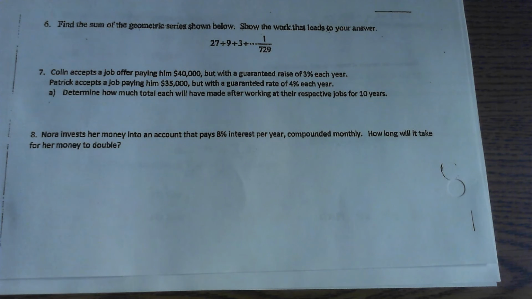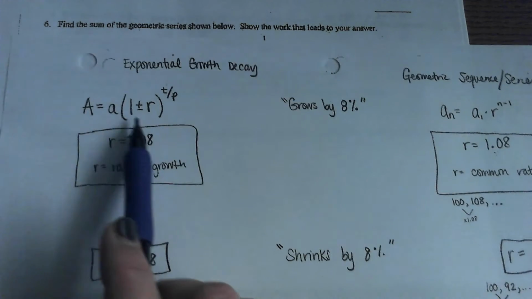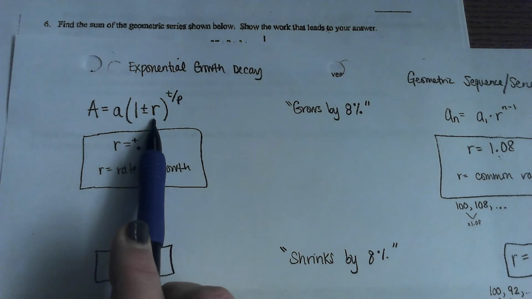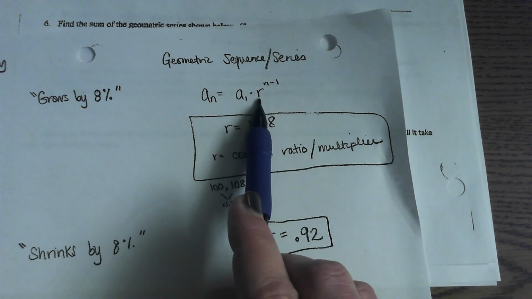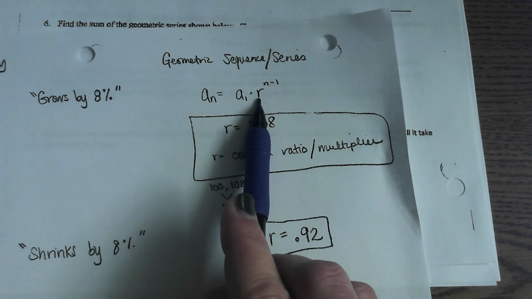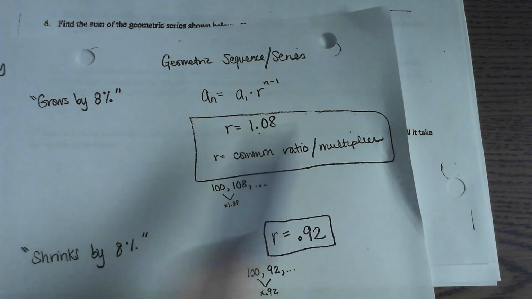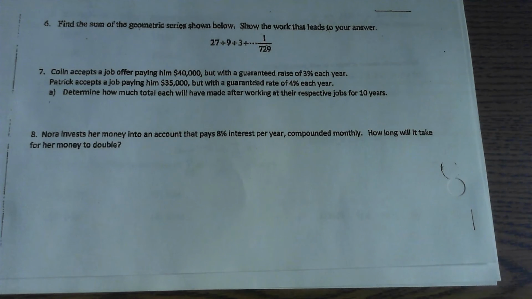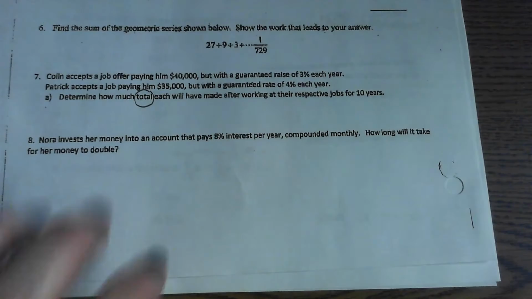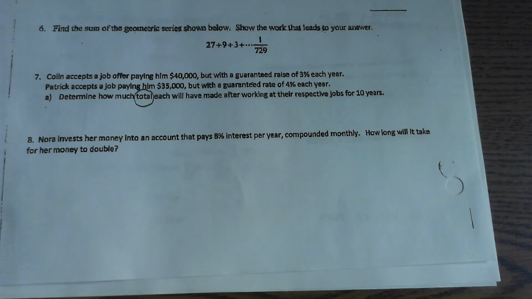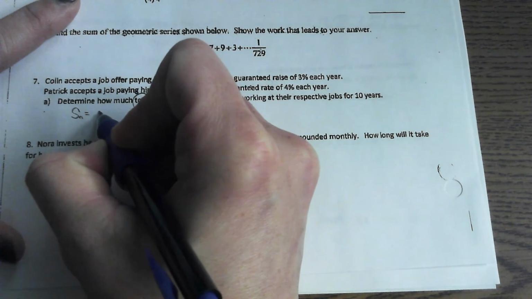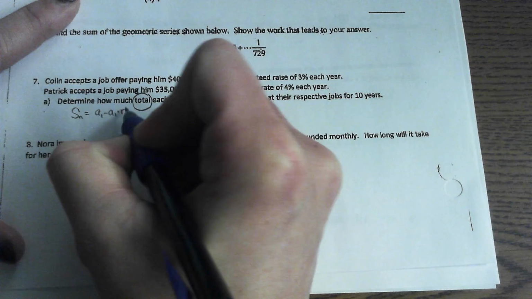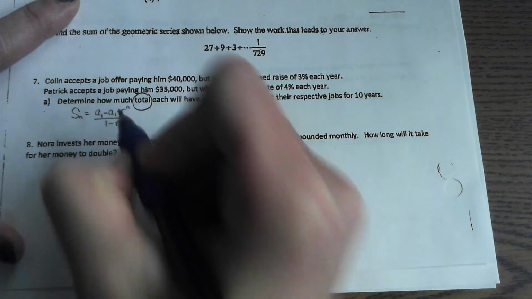Because if you're growing by 4%, that could just mean you make your R 0.04 if you're in the exponential growth decay. If that's the geometric series world, that means you'd make your R technically 1.04. So that could be conducive to either. Georgia, what do you think? Total. Total tells you it's a geometric series. Okay? So S sub n equals a sub 1 minus a sub 1 times r to the nth power all over 1 minus r.